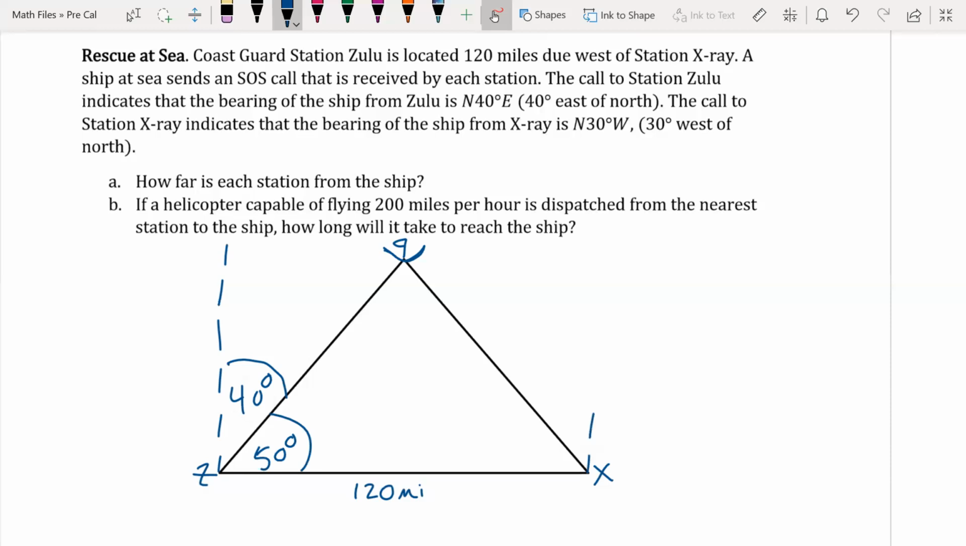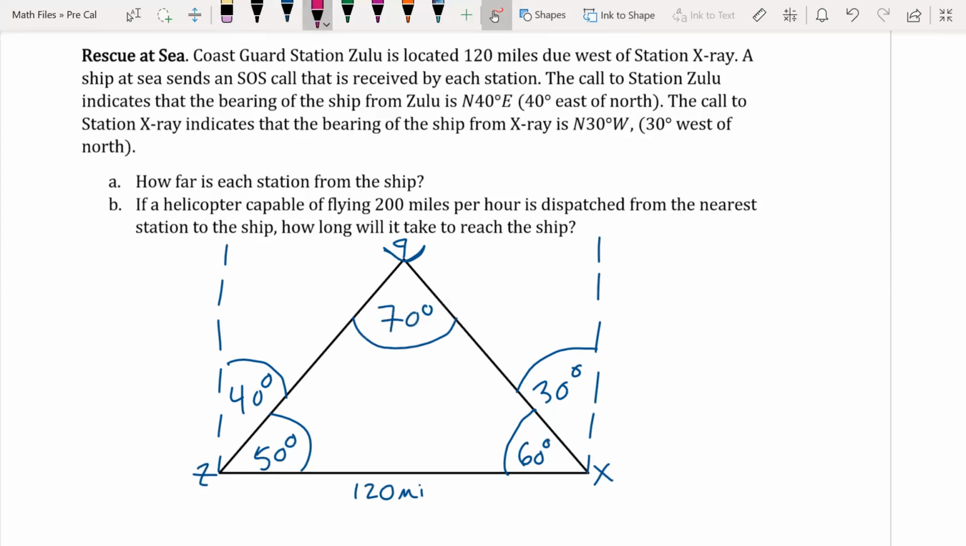And then for Station X-ray, they got the call that it was 30 degrees west of north, which would then make this angle 60. 60, which means angle C is what? 110. 110. Okay. Well, now we want to know how far is each station from the ship. Wait, no, sorry, it's not 110. It's 70. Oh my goodness.